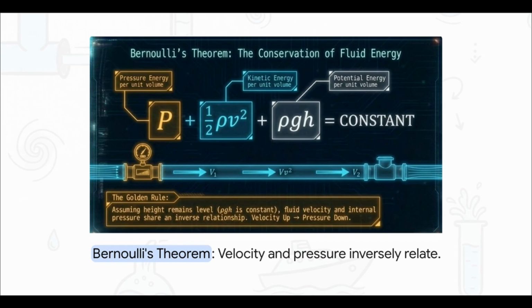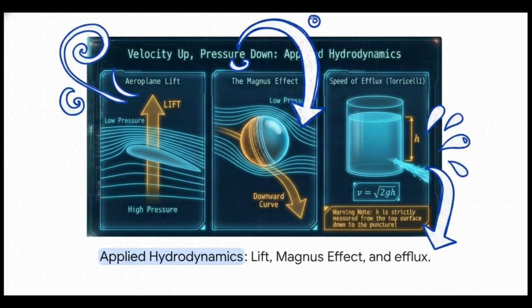Simply put, as speed goes up, pressure must go down. And that is exactly how you get an airplane to fly. By designing a wing so that air travels faster over the top than the bottom, you create low pressure above it and high pressure below, generating upward lift.